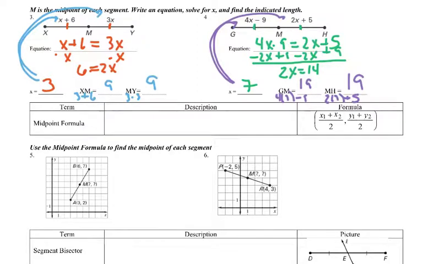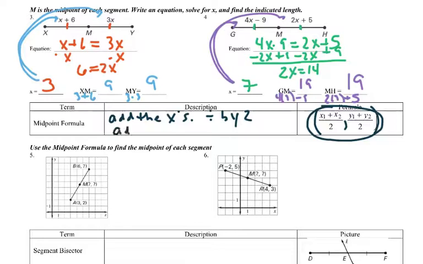Now we have the midpoint formula, and we just wrote that out for you here. And you've seen this before in algebra last year. What the midpoint formula says is add the x's, divide by 2. Add the y's, divide by 2.